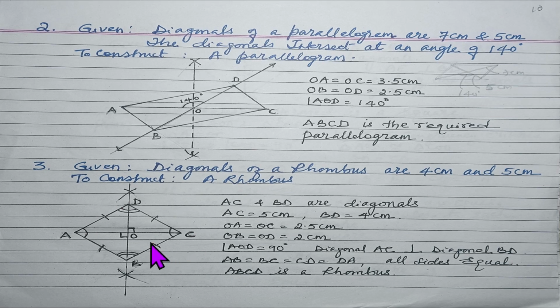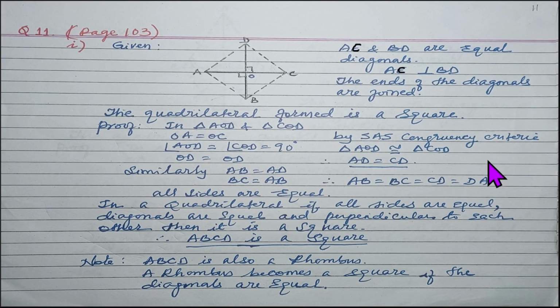it's a rhombus. All sides are equal, the diagonals bisect each other, and the diagonals are perpendicular to each other. So therefore it's 100% a construction of a rhombus.